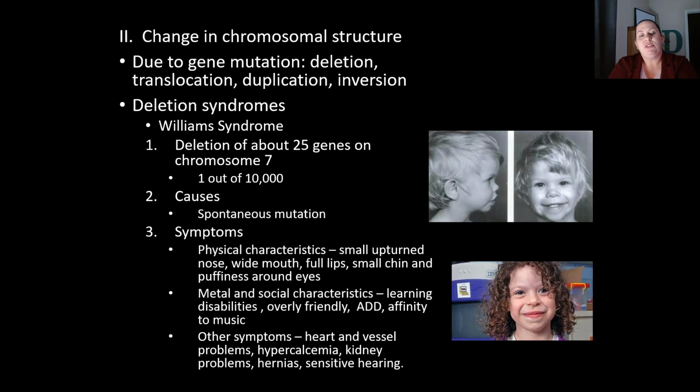If we switch gears a little bit, we're still looking at chromosomes, if there's a problem with the chromosome, but in this case, this is where the chromosome structure is the issue, not the chromosome number. So this is due to a gene mutation like deletion, translocation where it moves from one place to another, duplication where we have it duplicated, and then inversion where it broke off and it reattached upside down. And so one of the types of disorders that's a deletion disorder or syndrome is called Williams syndrome. This is a deletion of about 25 genes on chromosome 7.